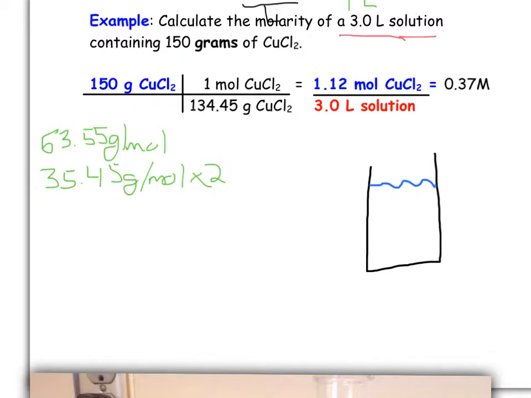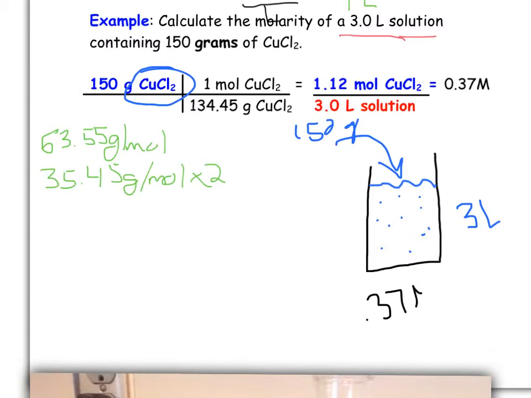What this would now look like is if we had 3 liters of water and we took our copper chloride, or 150 grams of copper chloride, and we dumped it in there, after it all dissolves and spreads out, we would go through and label this as a 0.37 molarity concentration of copper chloride.